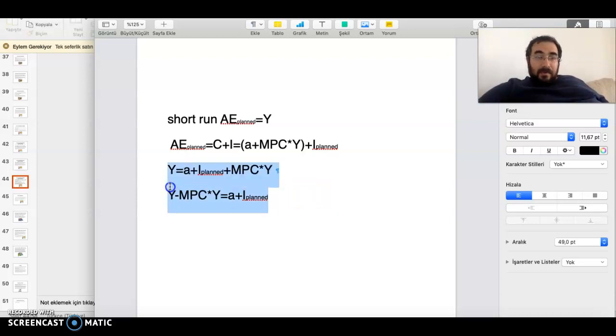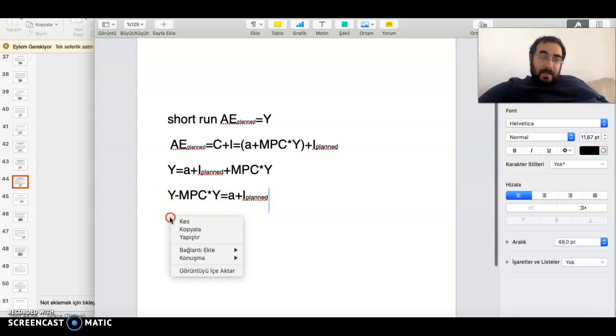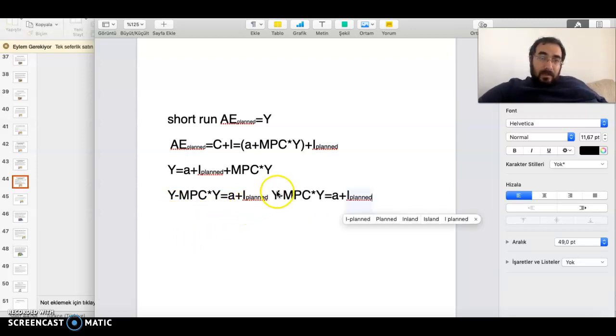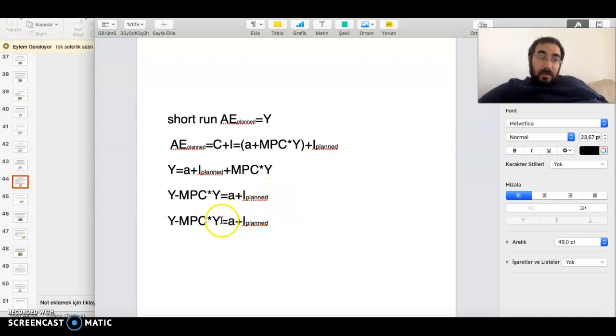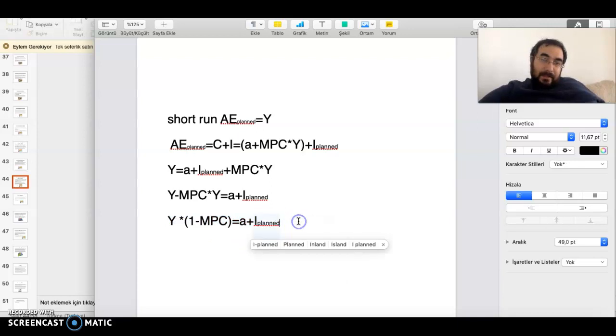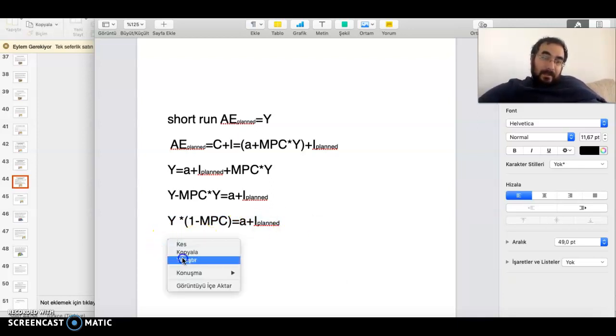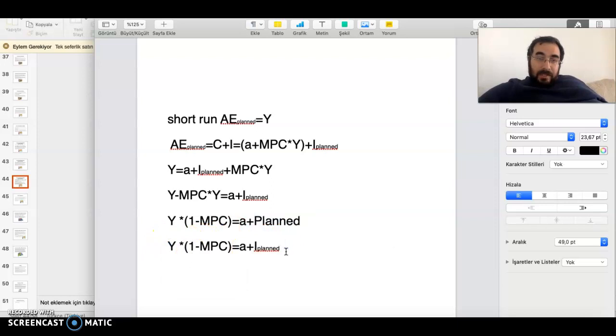As the next step, we can do this. We take the equation once again. I will just take Y out of this equation, which will leave me with 1 minus MPC times Y. And then this would mean that, let me do it once again here. I'm sorry.